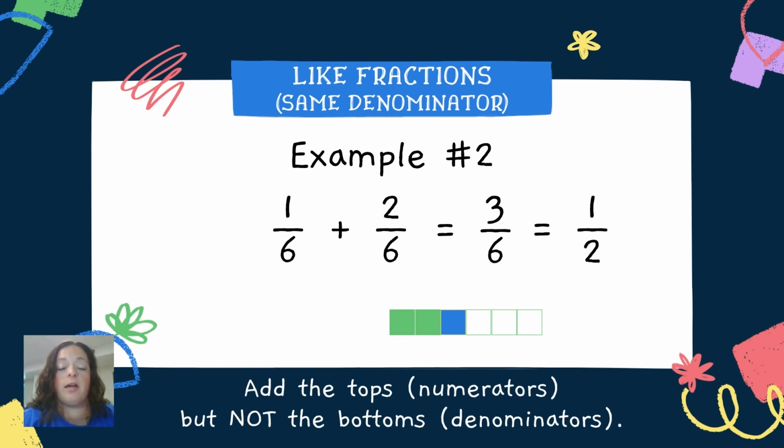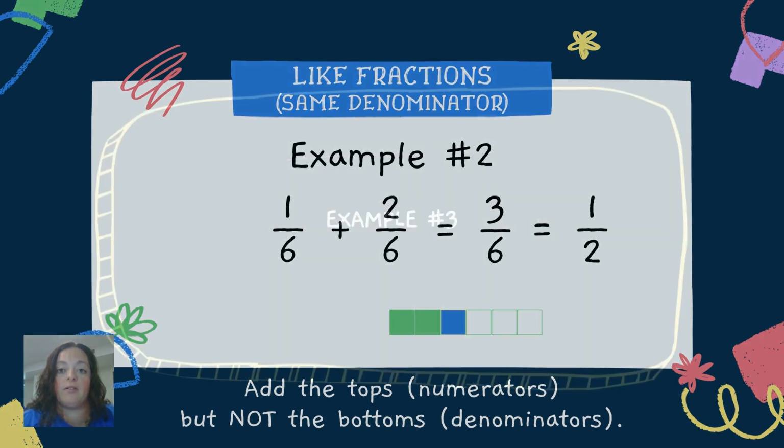You probably noticed that 3/6 can simplify to 1/2. We can divide both the top and the bottom by 3. 3 divided by 3 is 1, and 6 divided by 3 is 2. So our answer of 3/6 simplifies to 1/2.